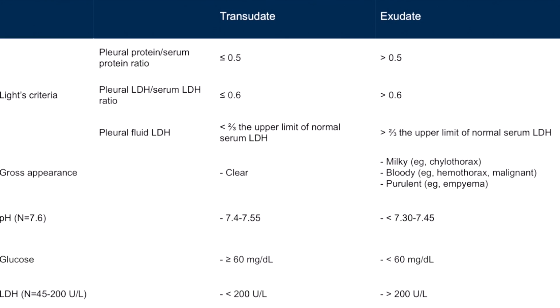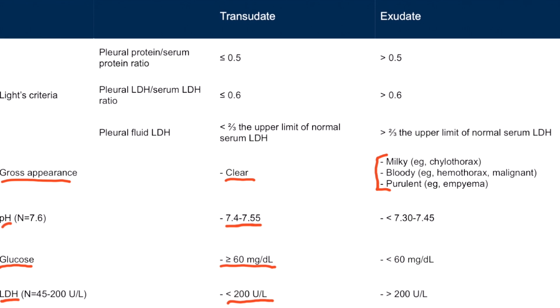Here's a table that compares and contrasts transudative and exudative pleural effusions. Other than Light's criteria that we just discussed, on gross appearance, transudative pleural effusions usually have a clear appearance. The pH ranges between 7.4 and 7.55. A glucose content of 60 milligrams per deciliter or more, and an LDH less than 200 indicates a transudative pleural effusion. Exudative effusions may grossly appear milky in chylothorax, bloody in hemothorax and malignancy, and purulent in empyema.